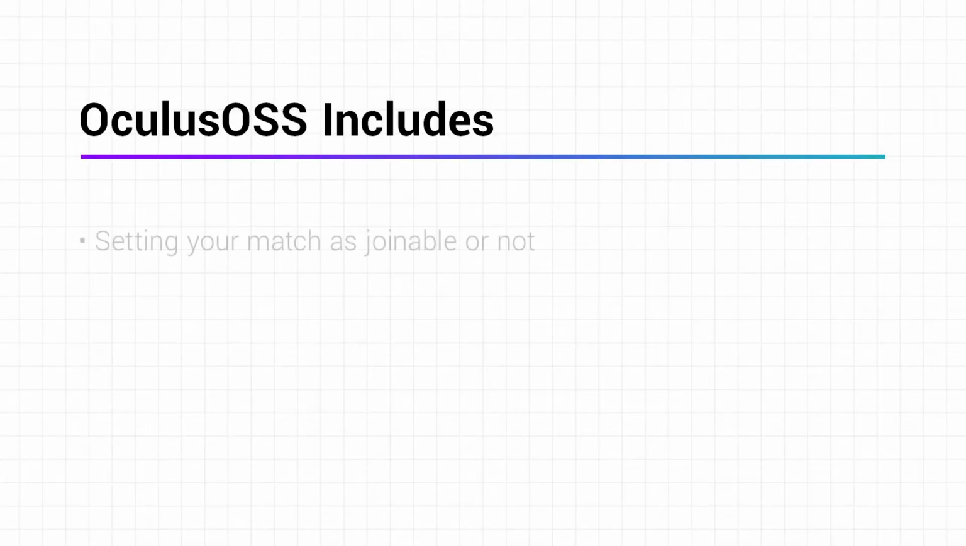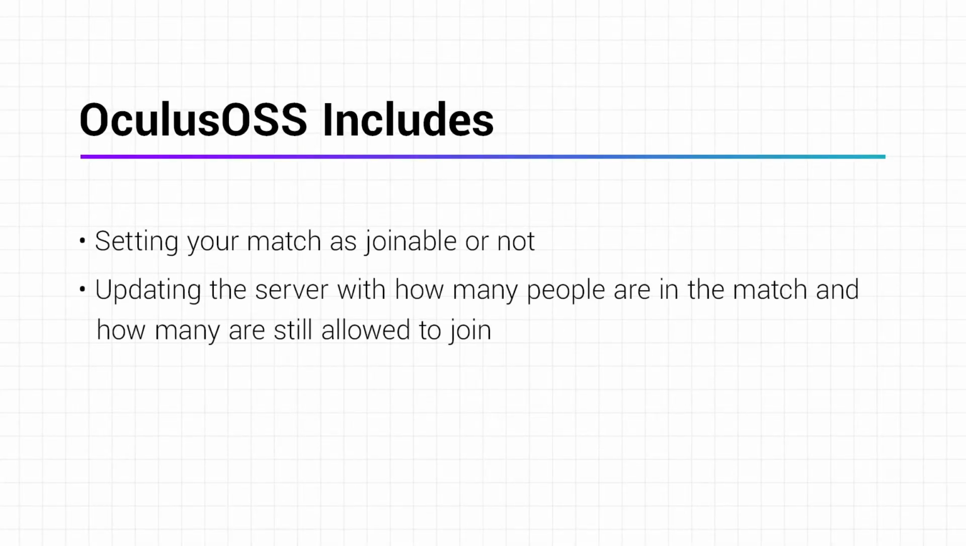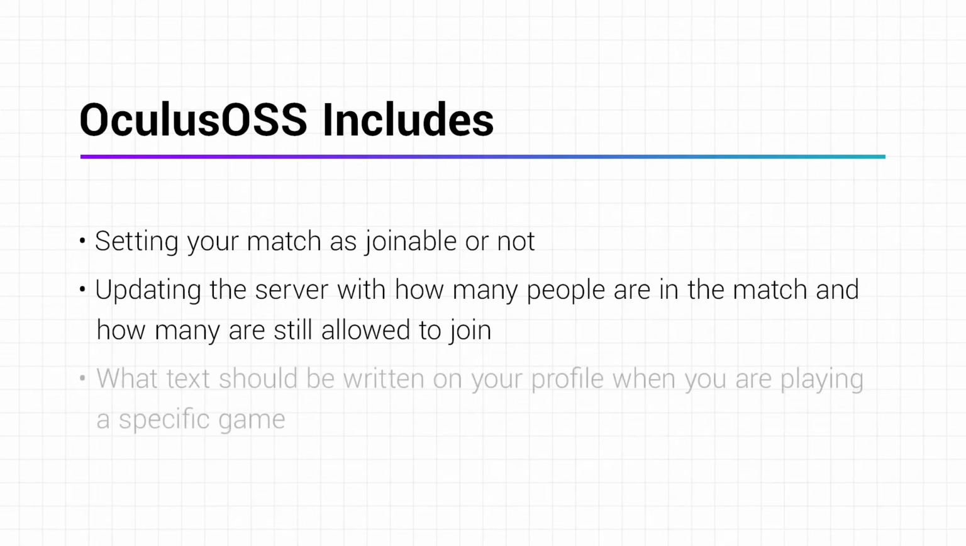The Oculus OSS files provided contain many of the API calls that you would use in your social projects. Things like setting your match as joinable or not, updating the server with how many people are in the match and how many are still allowed to join, what text should be written on your profile when you are playing a specific game. This is what we'll do in ours. When a dart game starts, we're going to update our presence to read playing darts.